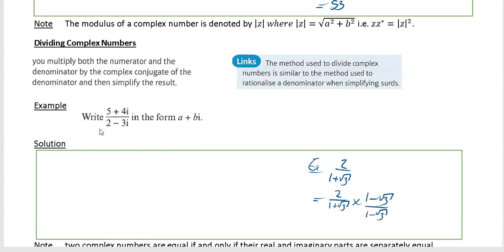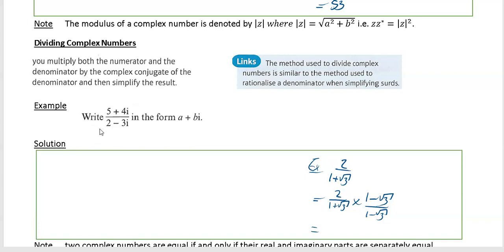That's how you would go about doing it. So it's a very similar idea when you're dividing complex numbers by complex numbers. In this example, it says, write (5 + 4i)/(2 - 3i) in the form a + bi.